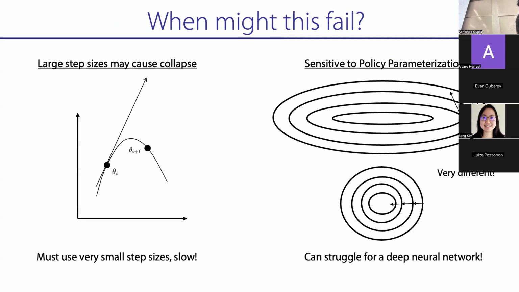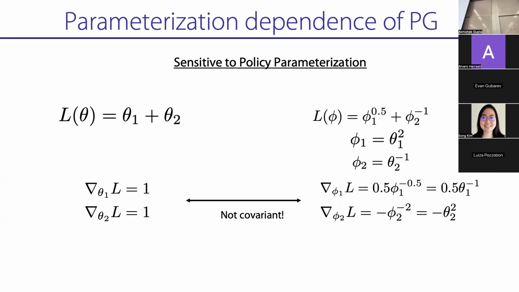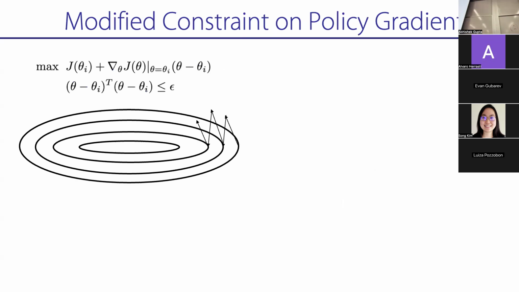And so we're going to first try and deal with this sensitivity to policy parameterization. And the second thing we're going to try and do is deal with too large of a step size. Okay. So when you say not covariant, you mean that it's the same for all the policy parameterizations. You want it to be the same.